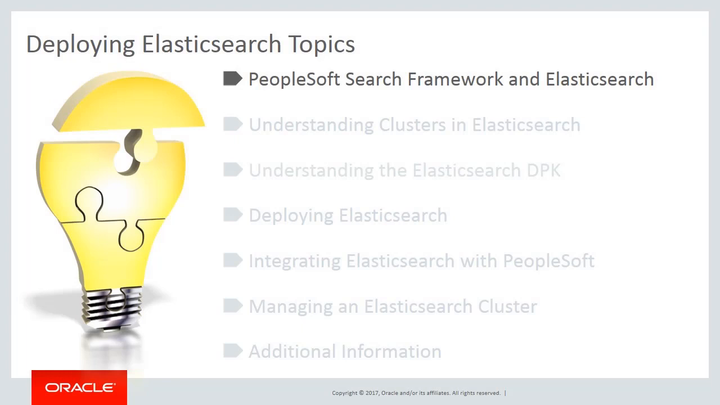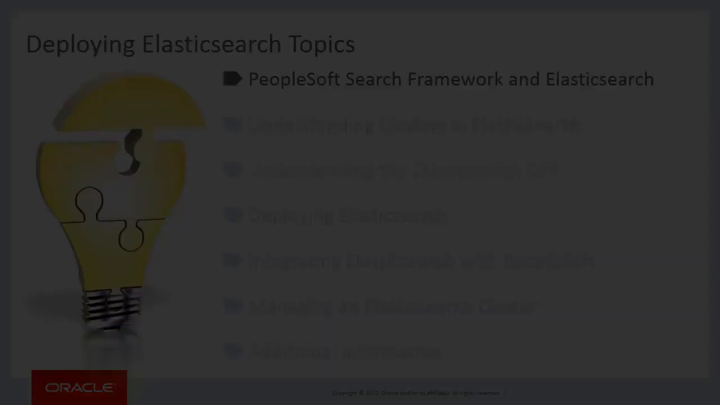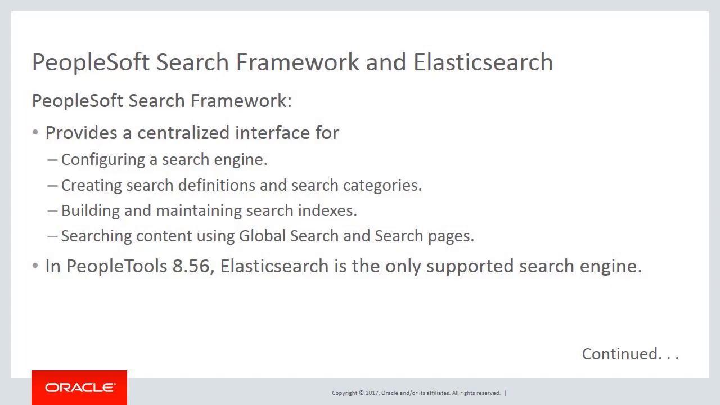Let's begin with a brief introduction to PeopleSoft search framework and the new search engine Elasticsearch. The PeopleSoft search framework includes pages and records that provide a centralized interface to configure a search engine, to create search definitions and categories, to build and maintain search indexes, and to search content using global search and search pages.